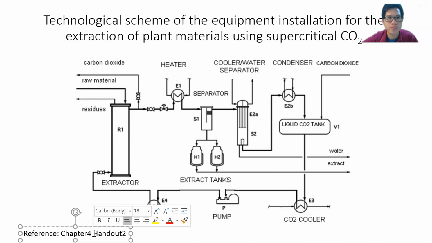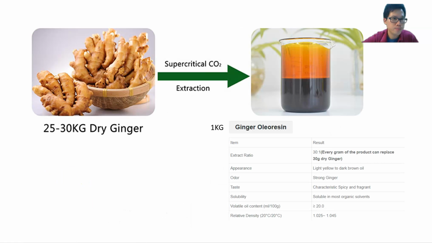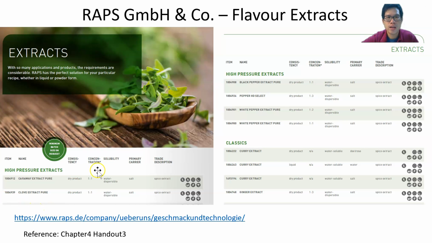And this company, RAPS, is in Germany. It has a lot of flavor extracts. You can look at their company profile here, as well as their brochure in chapter 4 handout 3. There are a lot of flavors over here, and the technique they use is supercritical fluid CO2 to extract all the flavors out. The flavor can be in liquid form or powder form, and can be for the taste as well as the aroma.